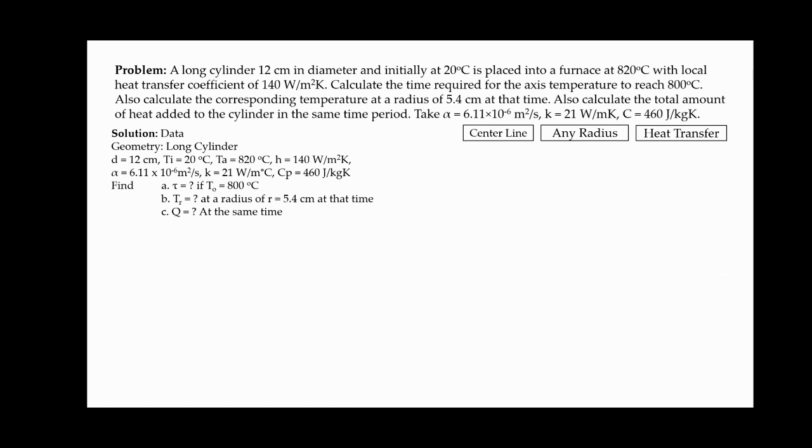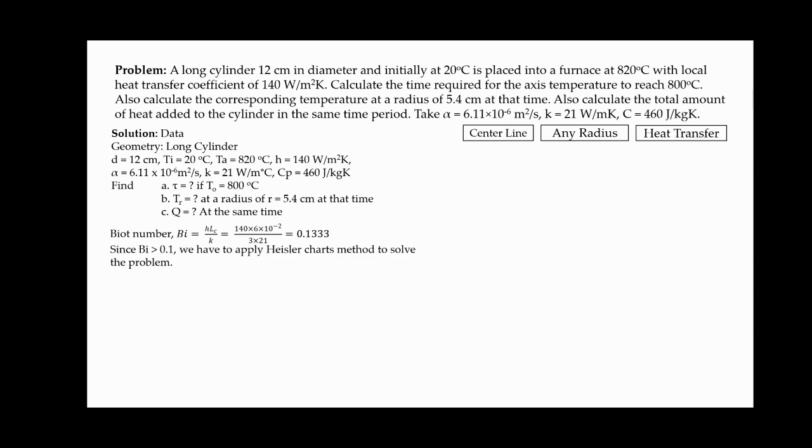So here also we need to find three parameters. One is the time required for the center temperature to reach 800 degrees Celsius. In the previous problem they had given us the time and we had to find the temperature, but in this problem they have given the temperature and we need to find the time. So it's the reverse method of that. Then we need to find the temperature at a radius of 5.4 centimeter at the same time period, and then the total heat transfer, the amount of heat added to the workpiece in the same time period.